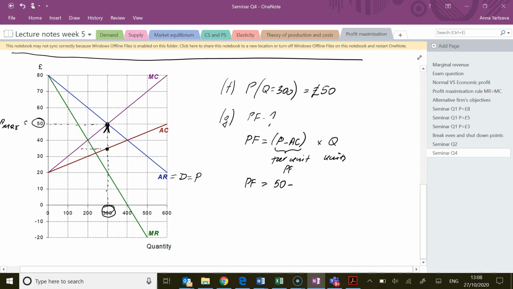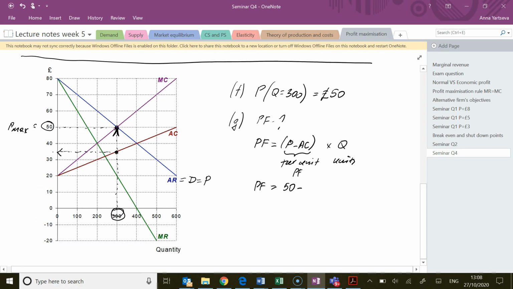So, this red curve tells us that for this particular output level, for 300 units, average cost is going to be equal to approximately 35. So this is our average cost of production. This is how much it costs us. This is how much we can charge our customers, which means that the difference between these two numbers will represent average profit per unit.